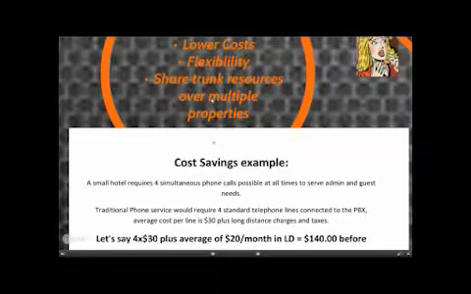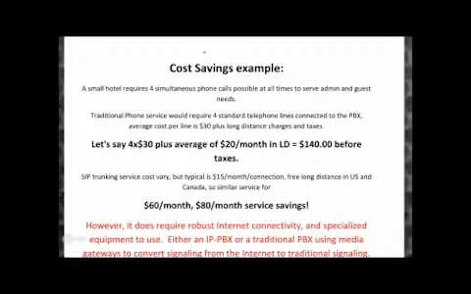Let me bring that up. This is rather just for a small individual property, and given we make phone systems for hotels, this is regarding a hotel. So let's say we're in a very small hotel, probably around 40 to 50 rooms, and this hotel requires, as a business rule, 4 simultaneous phone calls possible at all times to serve both their administrative extensions and their guest extensions. So in a traditional environment, you would need at least 4 standard telephone lines to do that.